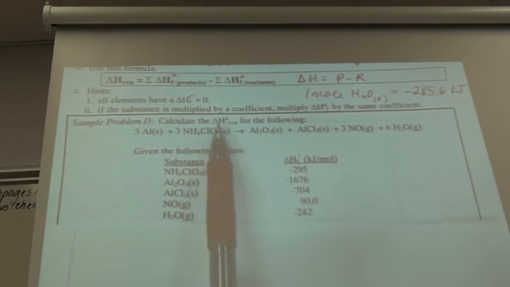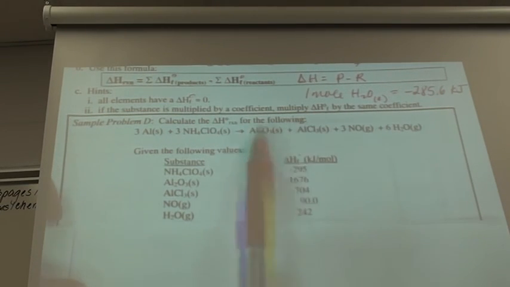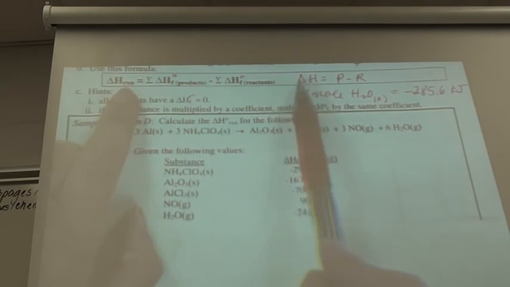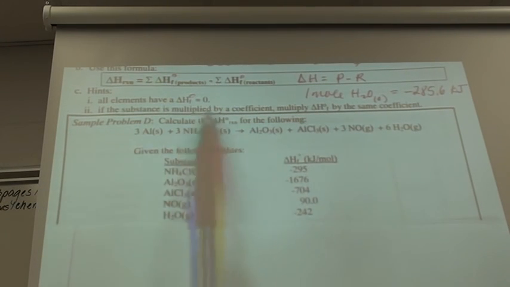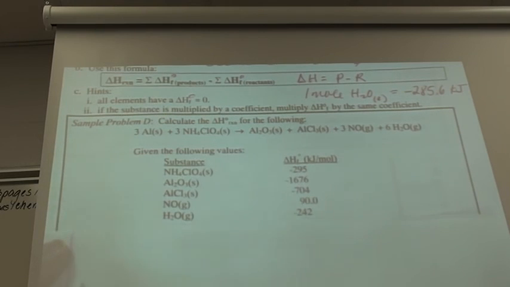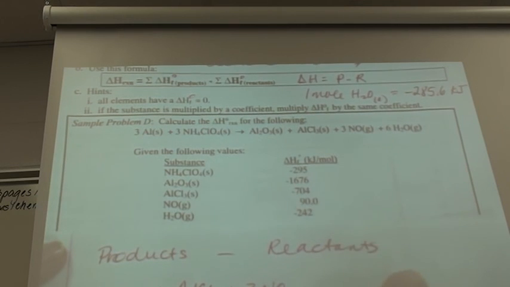Sample problem D. Calculate the delta H naught of reaction for the following. So here you go. Delta H reaction, products minus reactants. I have a balanced equation there. Don't be fooled. If you don't balance it, your numbers aren't right. And I know that it is products minus reactants. I'm just going to go ahead and list the products right now because there are 1, 2, 3, 4 of them. I have aluminum oxide, and I have aluminum chloride, and I have 3 nitrogen monoxides, and I have 6 waters.